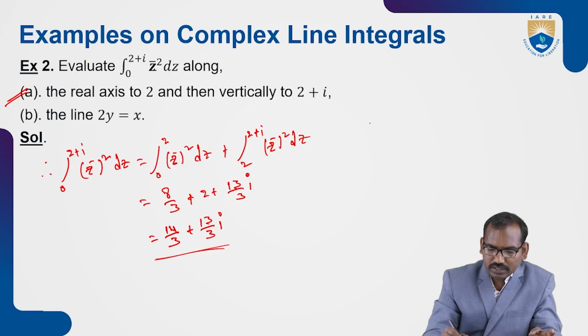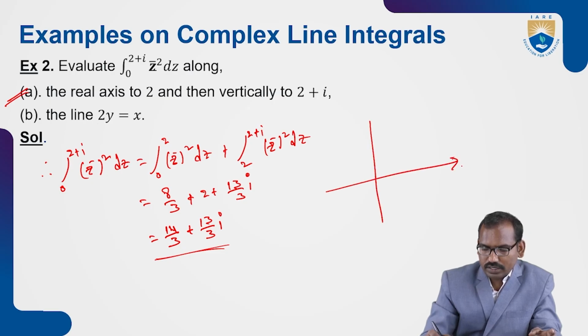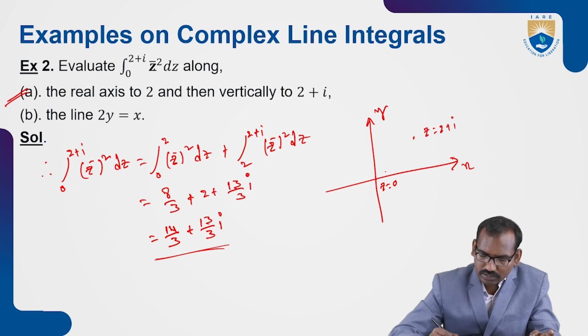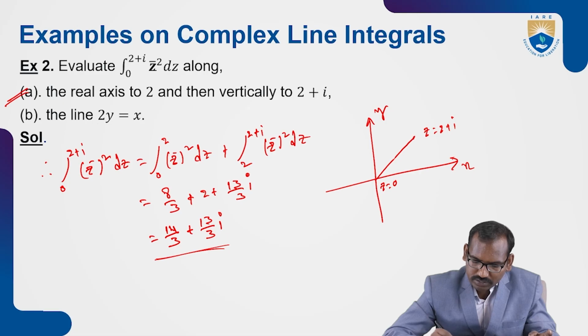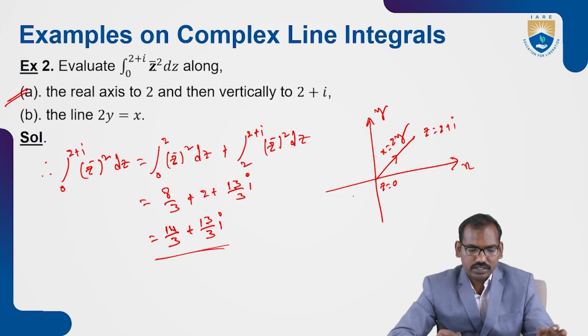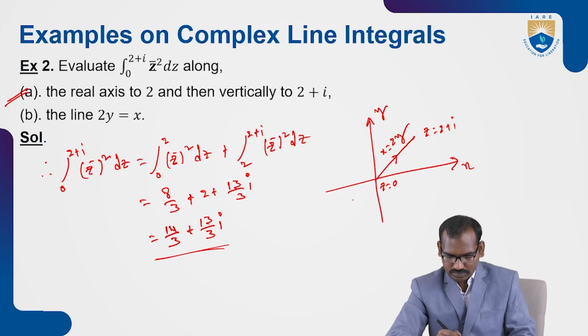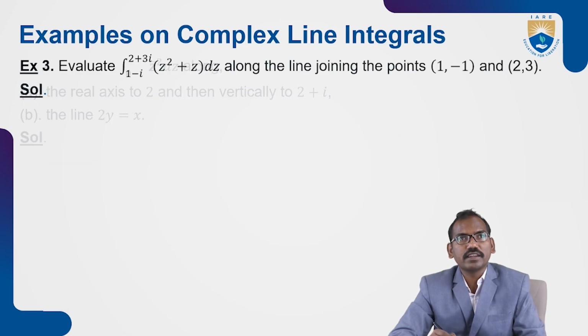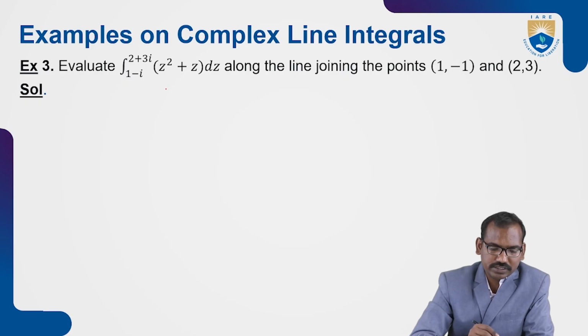In case B, there is a real axis and this is imaginary, and we have z is equal to 0 here, and there is a point z is equal to 2 plus I. You will take a straight line path. The path name is x is equal to 2y. This is of case B. We have to evaluate in a similar manner along this path. Next integral is this one.